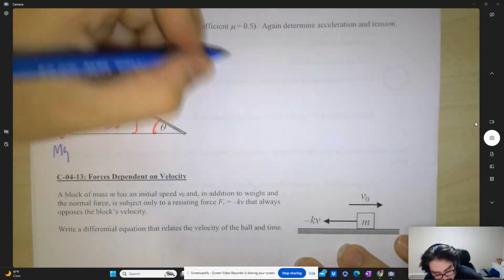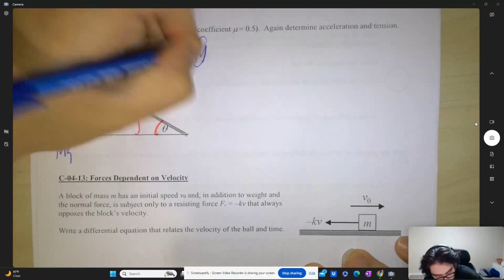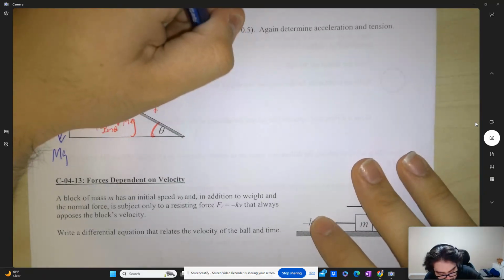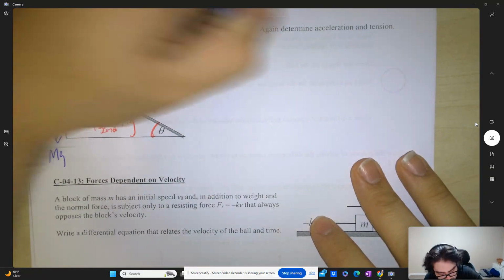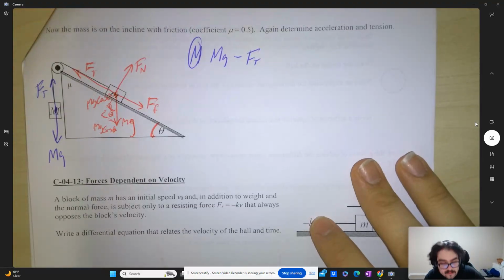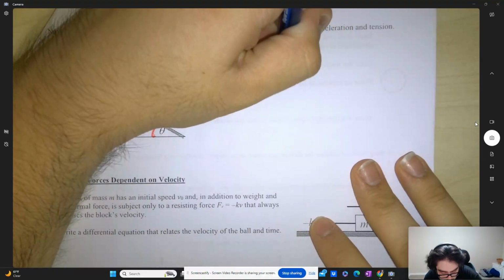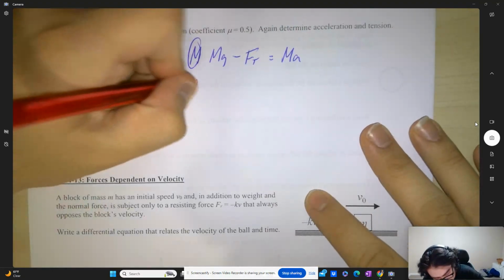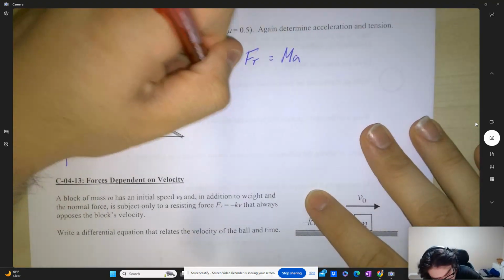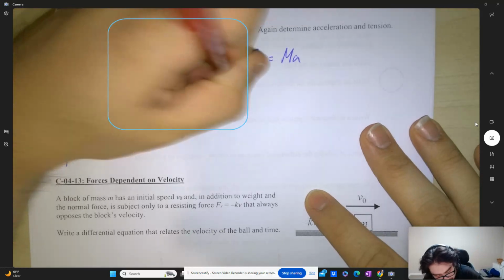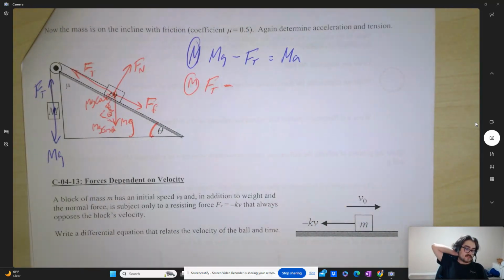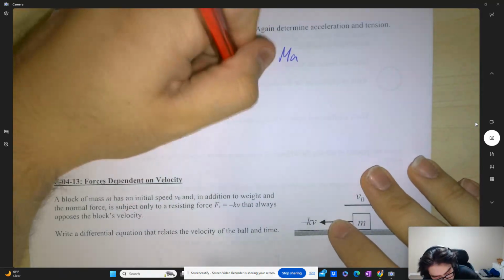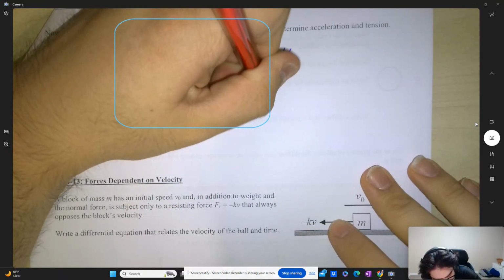For just capital M, it's going to be capital Mg minus tension force set equal to capital M A. For the little m, it's going to be the tension force. Now, here's the thing: there are actually two opposing forces, friction and mg sine theta. So it's going to have mg sine theta.